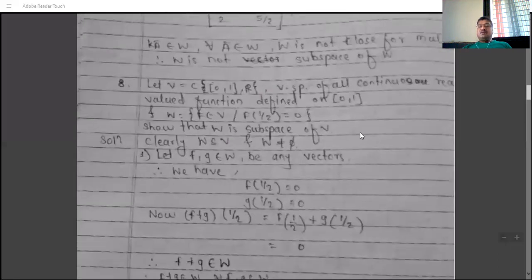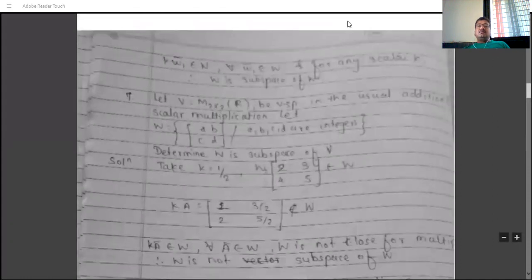So we will see more examples on this topic and some exercises.